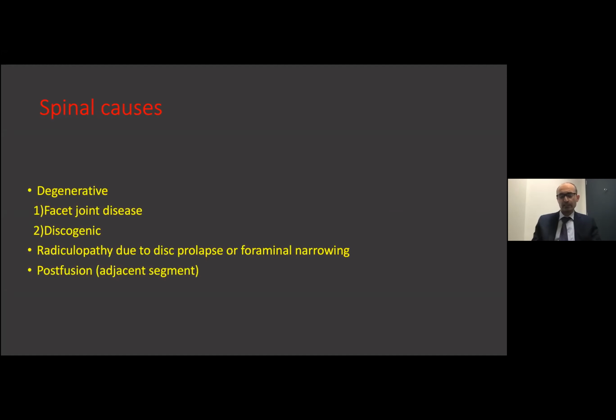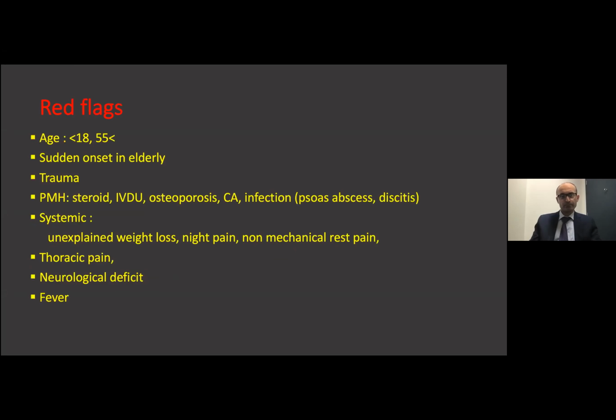Spinal causes specifically would be degenerative, which can be in the front, which is discogenic, or in the back can be facet joint disease. Radiculopathy or radicular pain because of a disc bulge or foraminal narrowing, and also after surgery, they can have adjacent segment disease, which is outside the scope of the talk tonight.